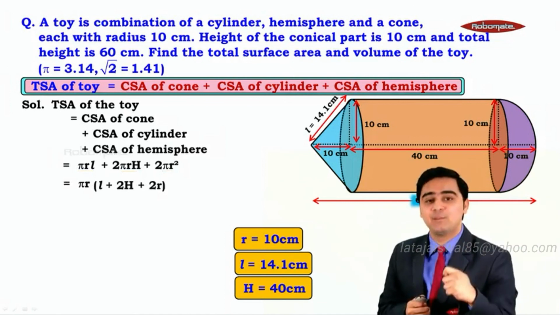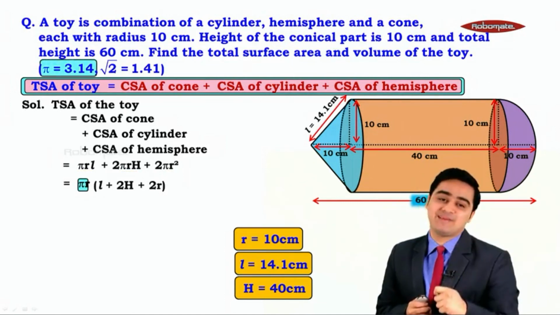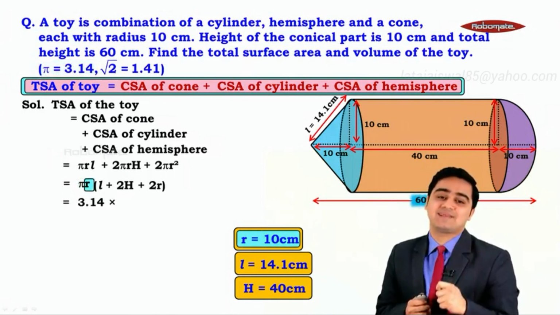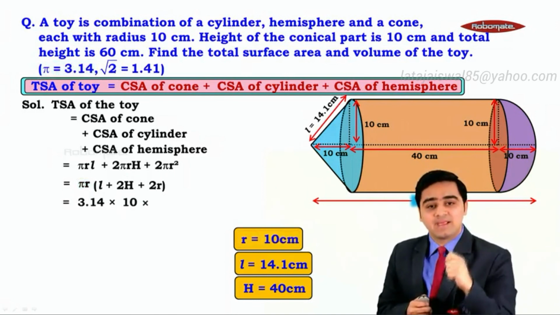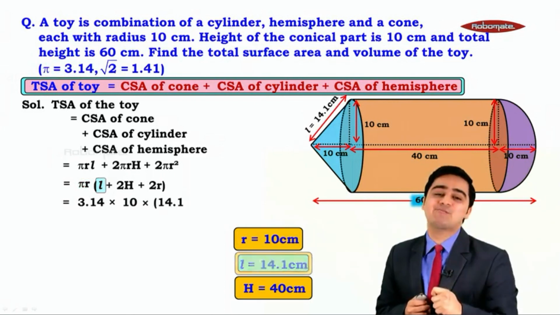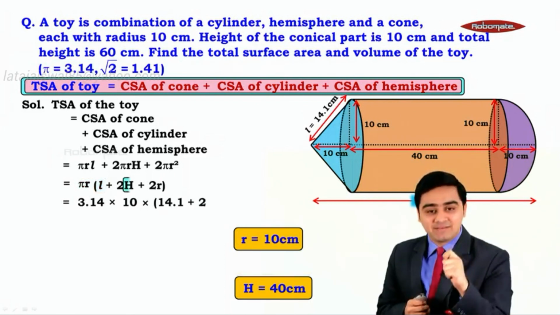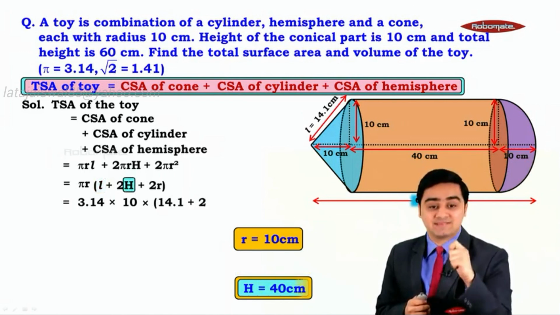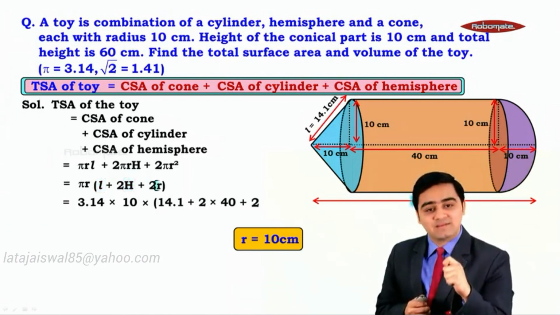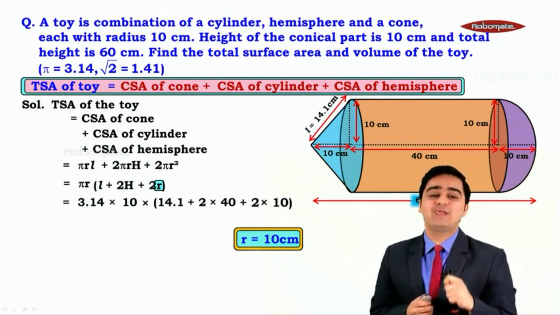Now let us substitute the values. Pi, we know, yes, it is 3.14. The radius, yes, it is 10. Now inside the brackets, let's start with slant height. The slant height of the cone is 14.1. Next we have the height of the cylinder. Yes, it is 40. So we'll write 2 into 40. Again, now the radius is 10. So we'll write 2 into 10.